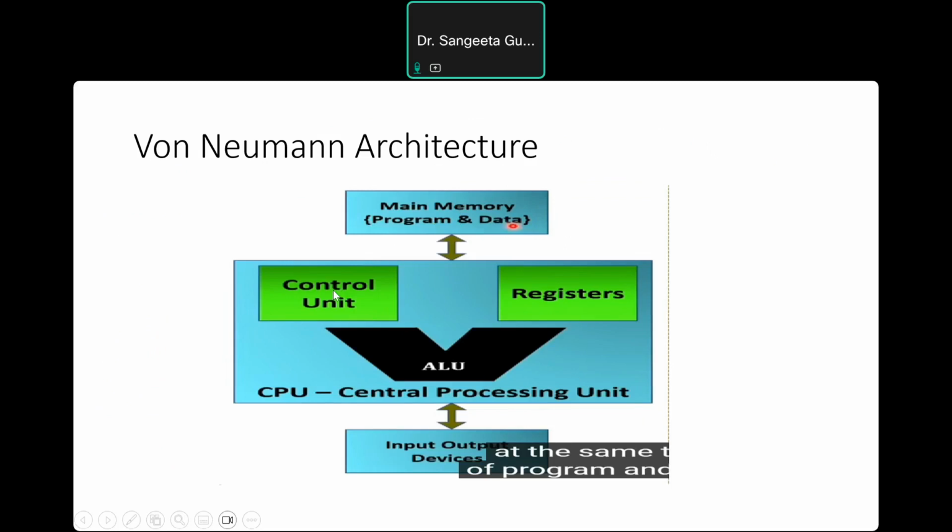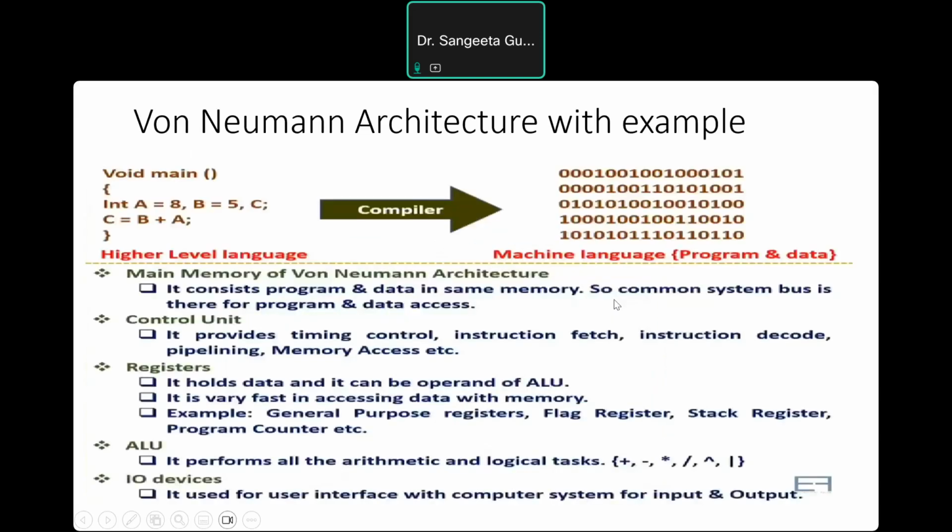The control unit is responsible for generating the necessary control and timing signals. Registers are used to store data which can be accessed at a faster rate. The ALU performs the required arithmetic and logical operations. Then we also have the input output devices that perform the required task by communicating with devices such as keyboard, mouse, monitor, etc.